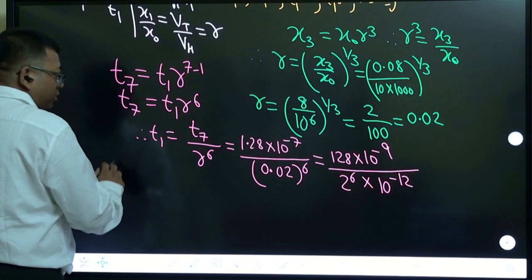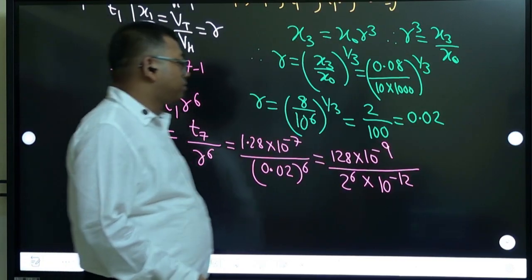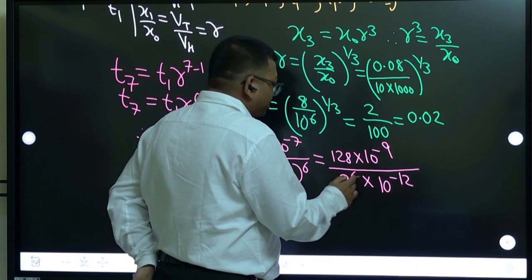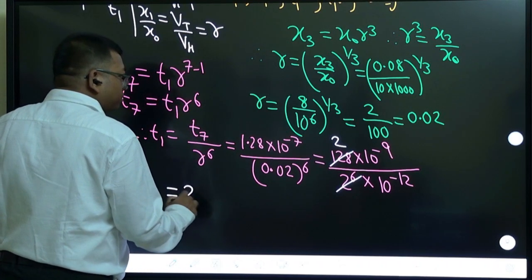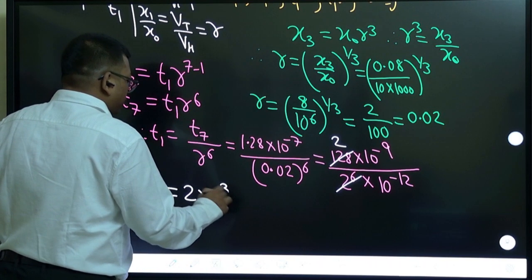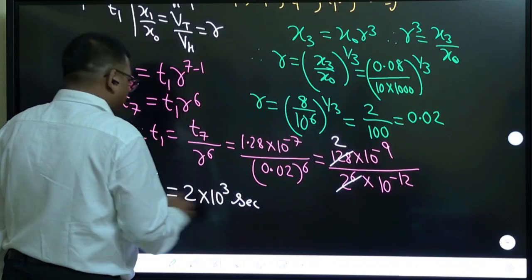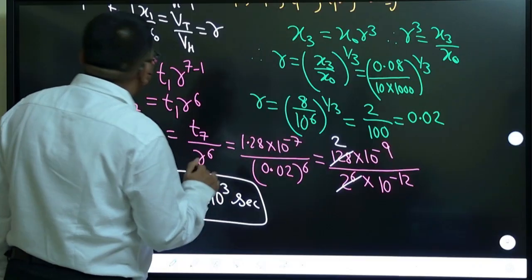Check out this calculation. What is 2 power 6? 64, and 64 into 2 times, right? So this will get, yes, yes, 10 to the power 3. Correct, right. So we got T1, this much second. Okay. So R we got and T1 we got.